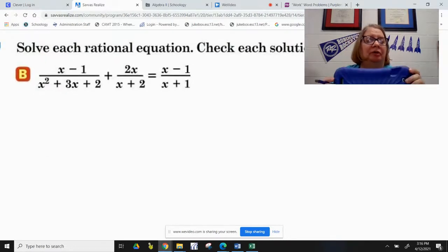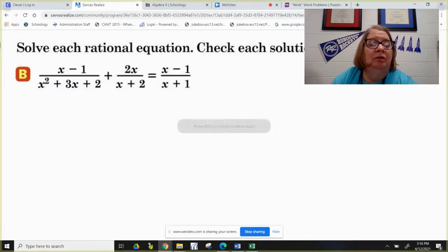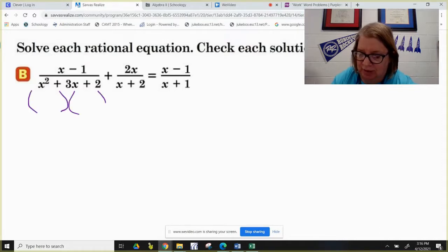Okay, rational equation. We know it's a rational equation because it has variables in the denominator, has an equal sign. We're solving, so we need to end up with x equals something. Let's factor first. This x squared plus 3x plus 2, what multiplies to 2 and adds to 3? It'd be 2 and 1.